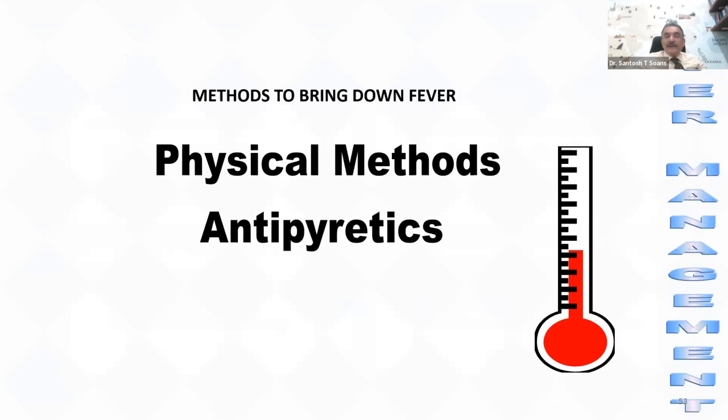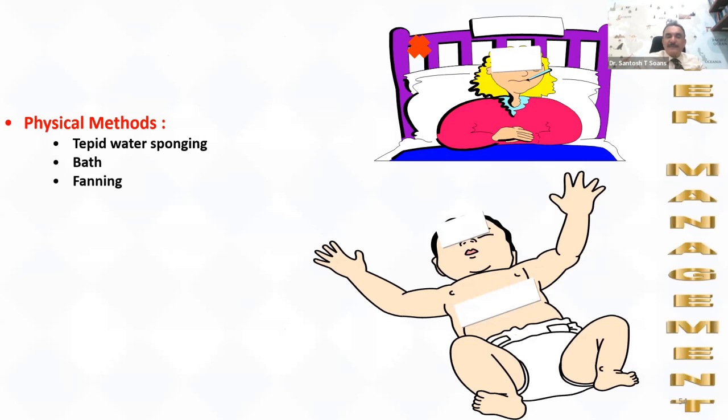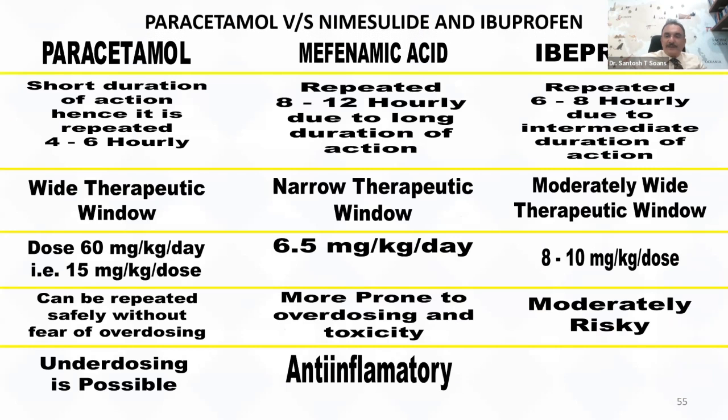So methods to bring down the fever, last part of it, that is physical methods and antipyretics. Two things we can distinguish, physical methods and antipyretic drugs. Physical methods by tepid sponging. Don't use ice cold water, use just tap water. You can give a bath. There are many drugs like paracetamol, mefenamic acid, ibuprofen.